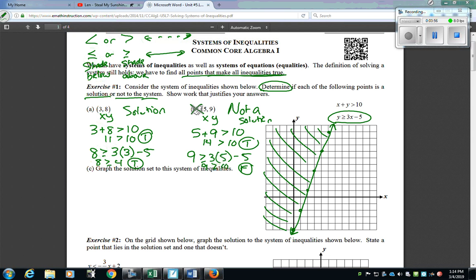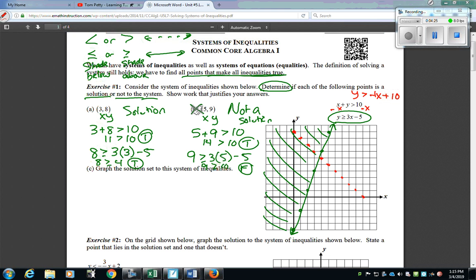Now for the second one, I'd have to subtract x on each side. Try to get y by itself. So I get y is greater than negative x plus 10, which again would be negative 1x. So if I go to 10, put a dot there, it's my y-intercept, and I go down 1 and over 1 for each next point.